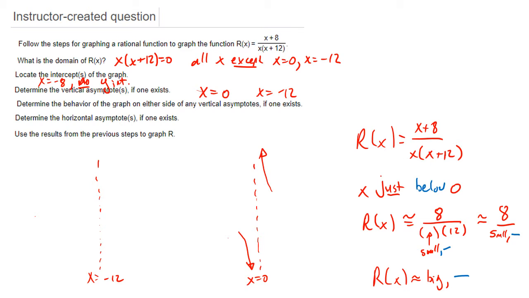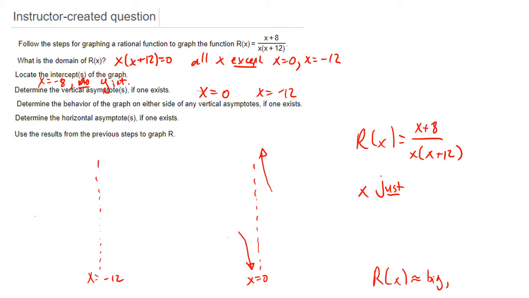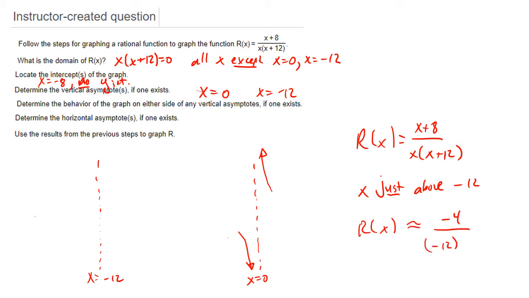Okay, so I'm going to erase all of this, and we're going to do similar arguments for what happens when x is near negative 12. So, first, if I plug in something just a little bit bigger than negative 12, so just above negative 12, well then, negative 12 plus 8, that's going to be very close to negative 4. X is very close to negative 12.